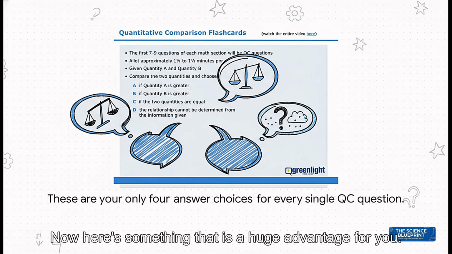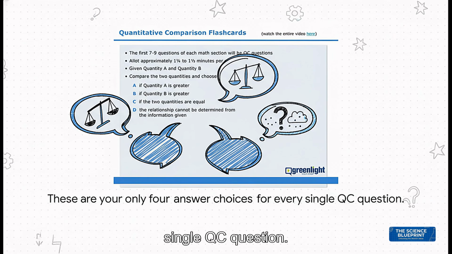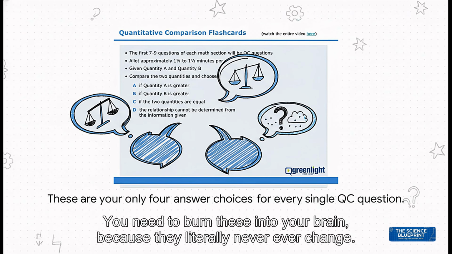Now here's something that is a huge advantage for you. These 4 answer choices you see here are the only 4 answer choices for every single QC question. A is always quantity A is greater. B is always quantity B is greater. C always means they're equal. And D means you just can't figure it out. You need to burn these into your brain because they literally never, ever change.